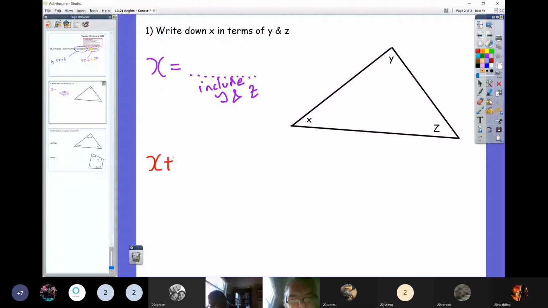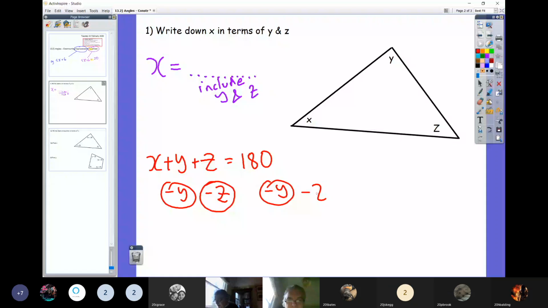We want x equaling stuff. So we need to undo that plus y and we need to undo that plus z. Now I'm going to do these both in one go. I'm going to go and take away y and take away z from both sides. I'm going to take away y and I take away z from both sides. So I'm left with x equals 180, take away y, take away z. That's how I do my z's, with that little line through it.